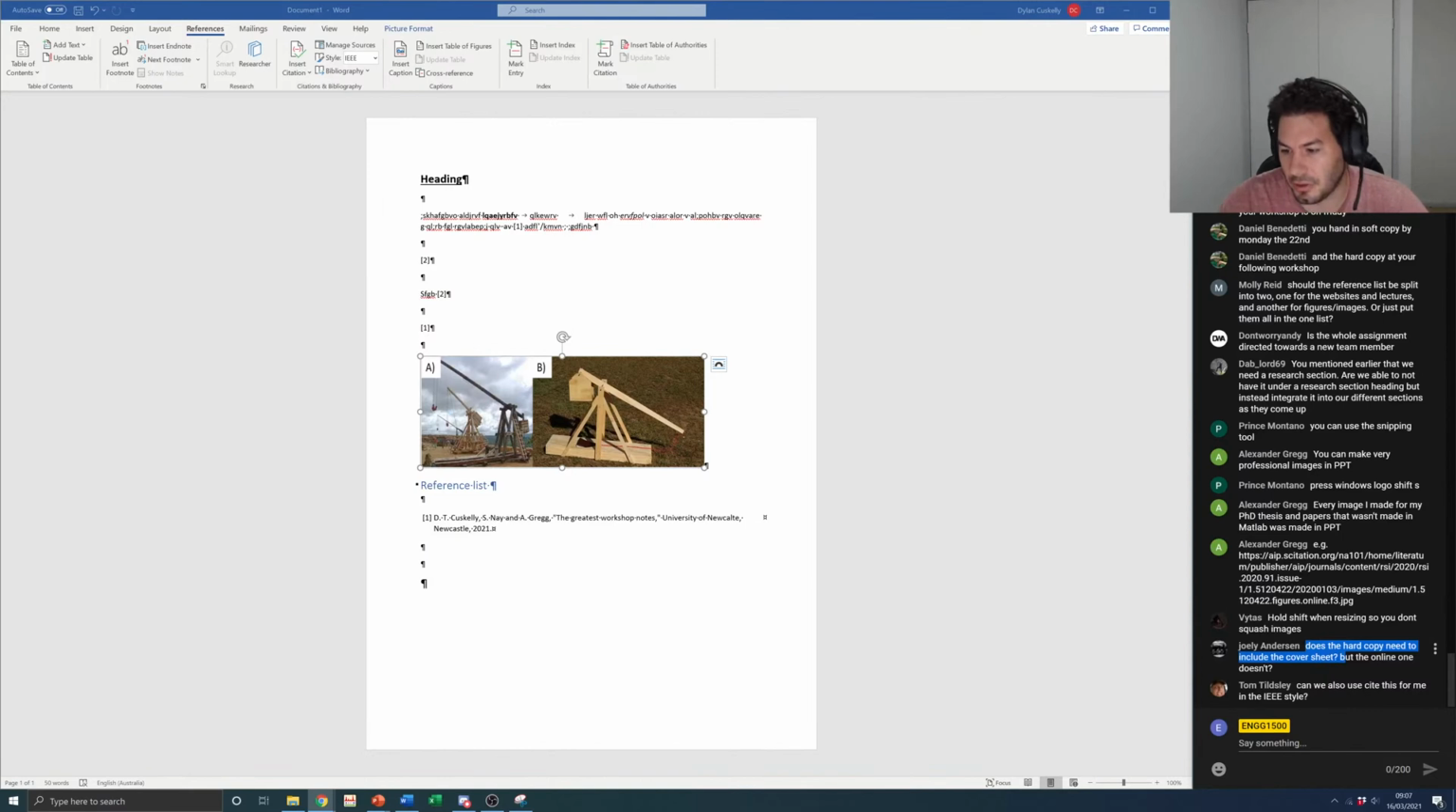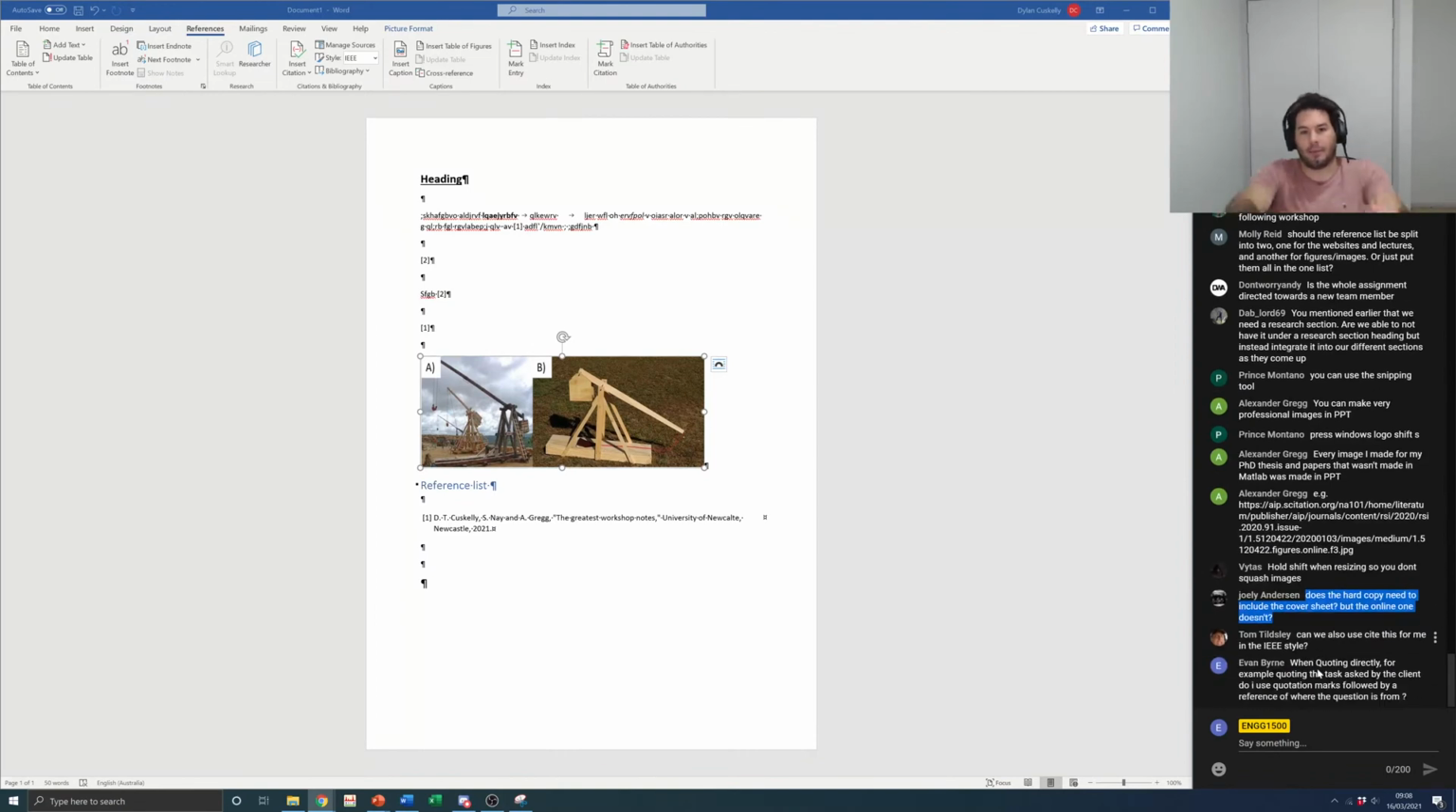Does the hard copy need to include the cover sheet but the online one doesn't? Correct. You're totally correct. So the UON cover sheet is something that hard copy assignments are required to have at the university. It's this global overarching university rule. Whenever you hand in a hard copy, staple a UON cover sheet to the front of it. So there's my assignment, which has got the title page and all of that jazz in it. That's what you upload to Blackboard. That's what you print. And then you just staple a UON cover sheet to the front of that before you hand it in. Good question. I know that's confusing.